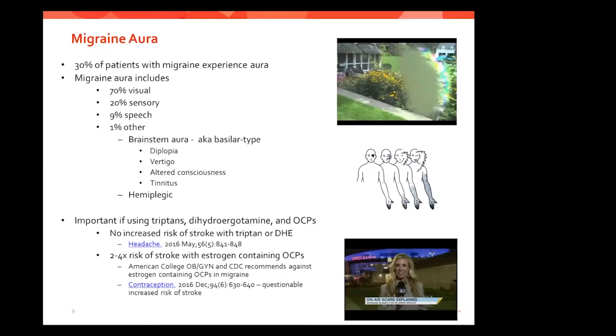So the CDC and American College of OBGYN have made the assumption that that combination will be synergistic and those patients will have an increased risk of stroke. When it's actually been looked at in a more rigorous scientific way, though, including this trial here on contraception 2016, there was no clear increased risk of stroke. So again, I'm not suggesting you should give OCPs to patients that have migraine with aura. However, the risks and benefits of that decision should be heavily weighed.